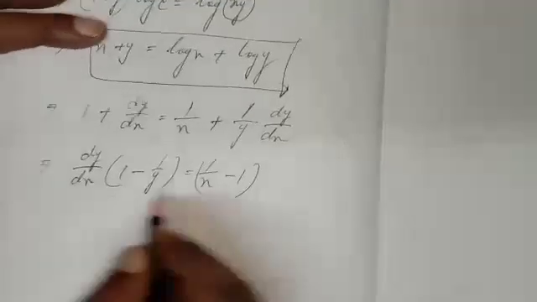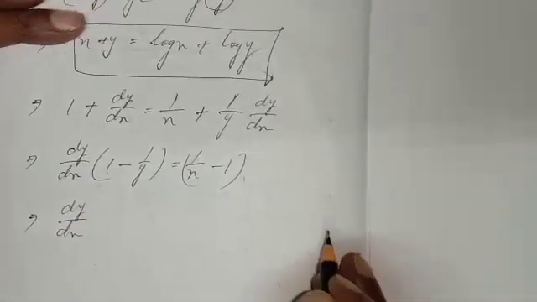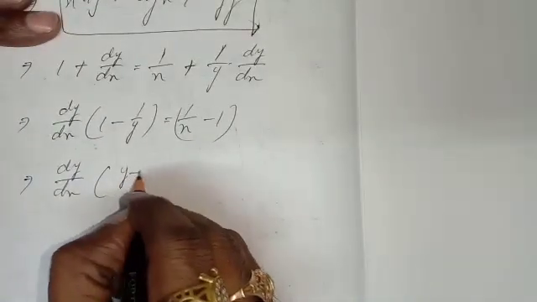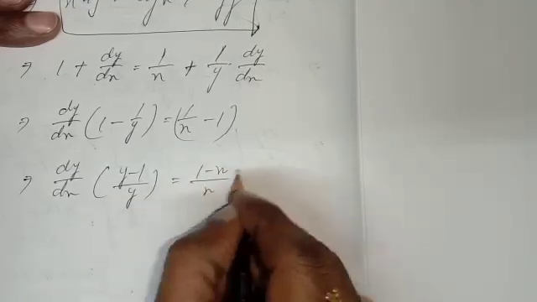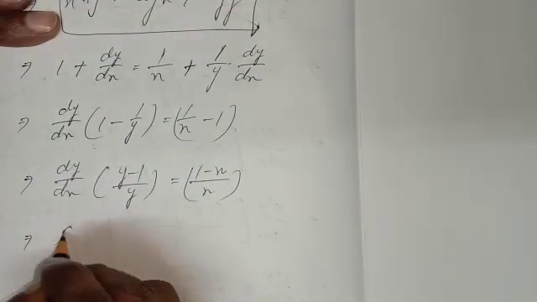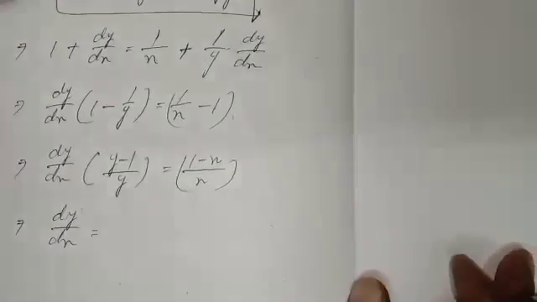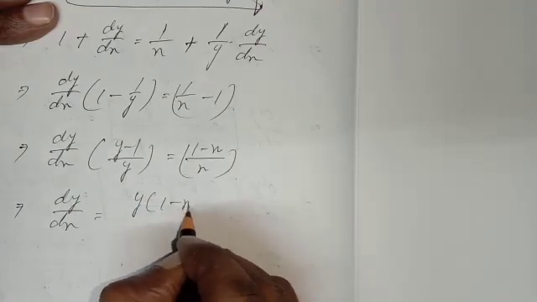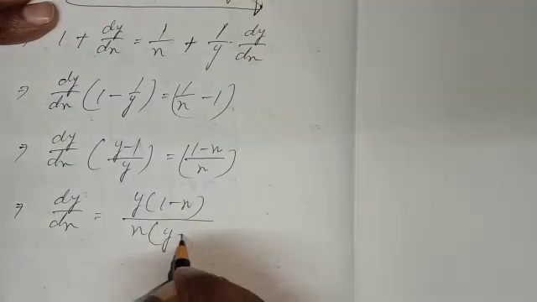Now you see, just take the LCM. dy by dx comes to (y minus 1) by y, and this is (1 minus x) by x. That means dy by dx is equal to y into (1 minus x) by x into (y minus 1), where y goes up and y minus 1 comes down.